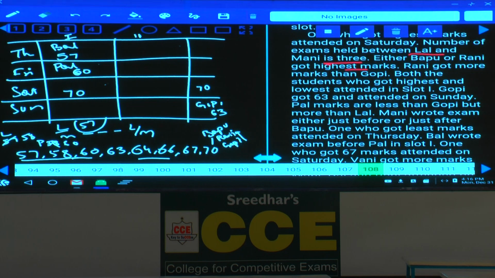As Gopi got 63, Ball wrote the exam before Paul in slot 1, and the one who got 67 marks attended on Saturday. On Saturday, 67 marks, 67 must be at this place, 70 and 67.